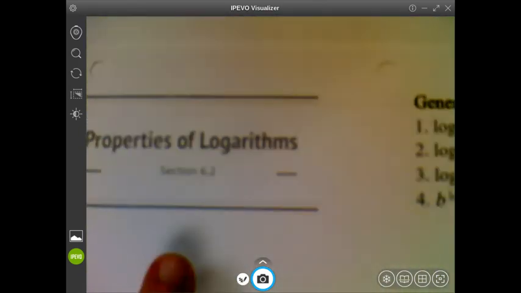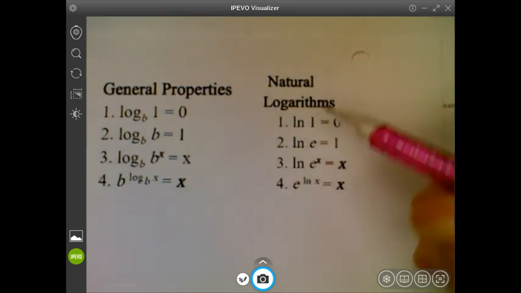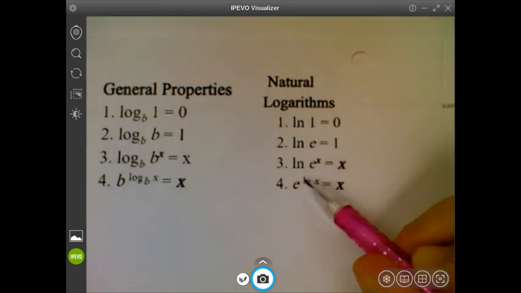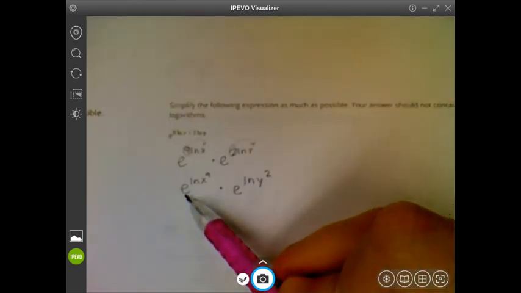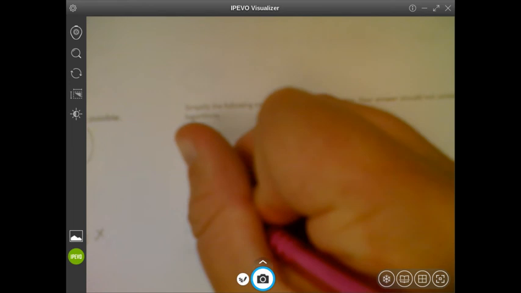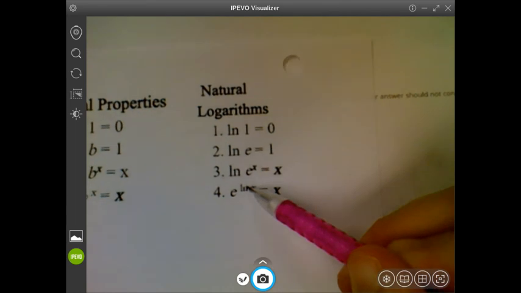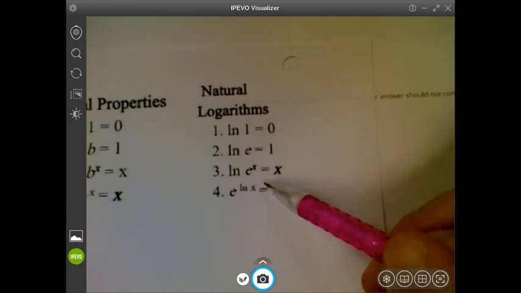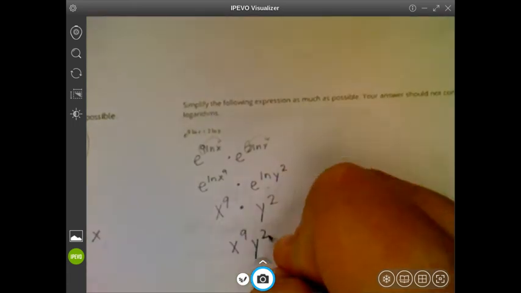So if you go back to the very beginning, so this is where the section started, talking about the natural logarithms property, we're actually going to use this bottom one, e to the ln of something equals whatever that something was. And in the first case, it's e to the ln of x to the 9th. So that is just x to the 9th. And then we use this same property for this one, e to the ln. In this case, we had a y squared, so it would be equal to y squared. So your solution here is just x to the 9th times y squared.